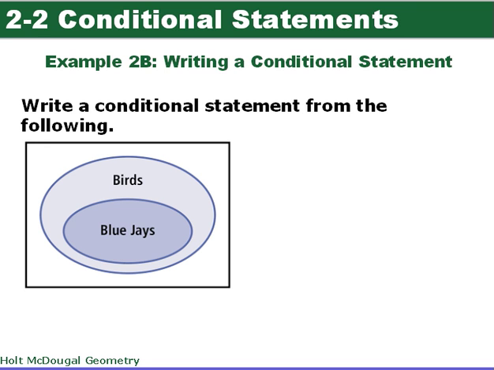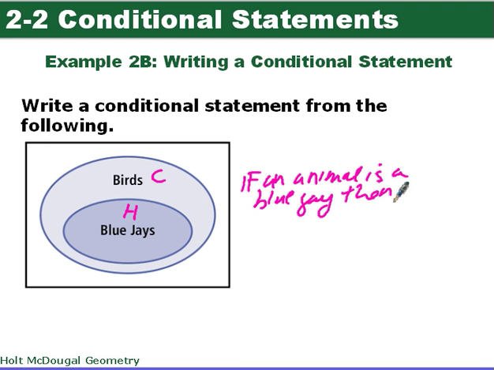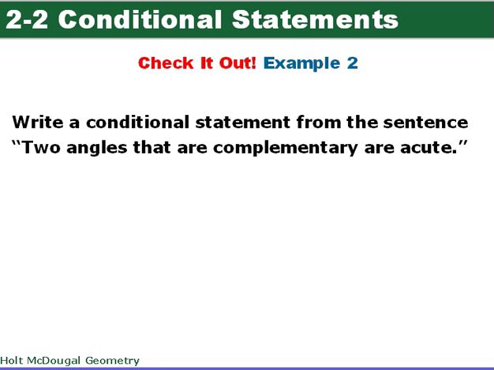Write a conditional statement from the following. As Ms. Aiken says, the hypothesis is the innermost and the conclusion is the outermost. So a conditional would be: if an animal is a blue jay, then it is a bird. You can try it the other way and see it doesn't make sense. If an animal is a bird, it's a blue jay. You know that can't be true, so it would really need to go the other way. Nice. So it depends on what? Your check it out: write a conditional statement. Two angles that are complementary are acute. Good luck.